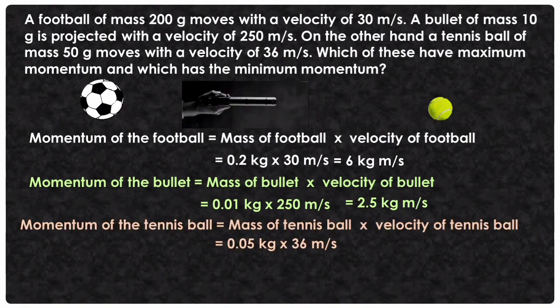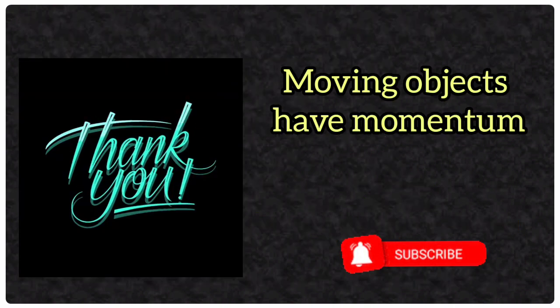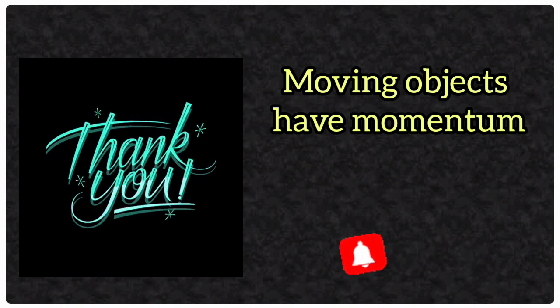Now compare the momentum of the football, bullet and tennis ball. Which is having the maximum momentum? Yes, the football is having the maximum momentum. And which one is having the minimum momentum? Tennis ball. So I hope that you have understood the concept of momentum, its examples in everyday life and how to calculate momentum. Always remember that only moving objects have momentum. Resting objects have zero momentum in them.